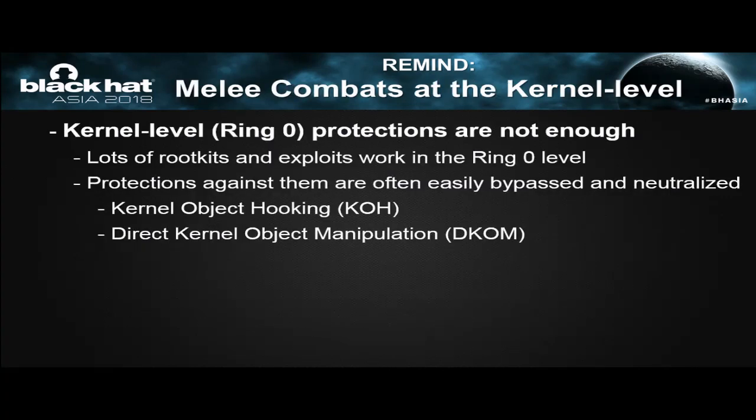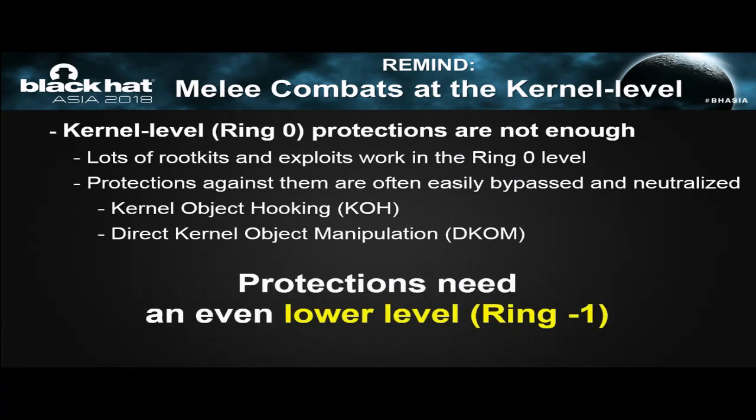Although you already have protection mechanisms at the kernel level, fundamentally the mechanisms could not protect the kernel from these security threats, because they are often easily bypassed and utilized by kernel object hooking and direct kernel object manipulation techniques. Therefore, we think protection is needed at an even lower level. We call this Ring -1.